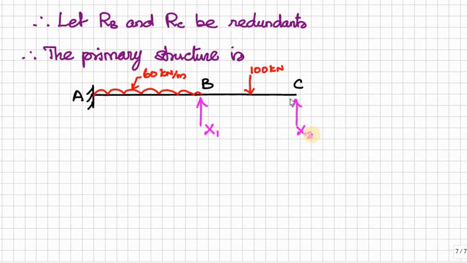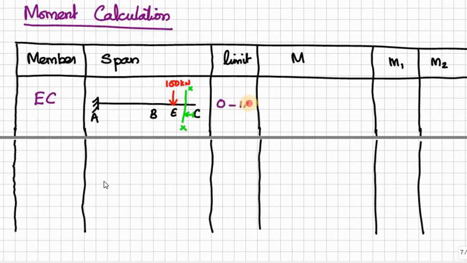For example, say EC, next is EB. Here the UDL is acting over the entire span, therefore we consider AB as a single span. Therefore, the first span is EC, from the free end to where the point load is acting, 100 kN. So I measure from the free end, and the limit is 0 to 1.5 meter.